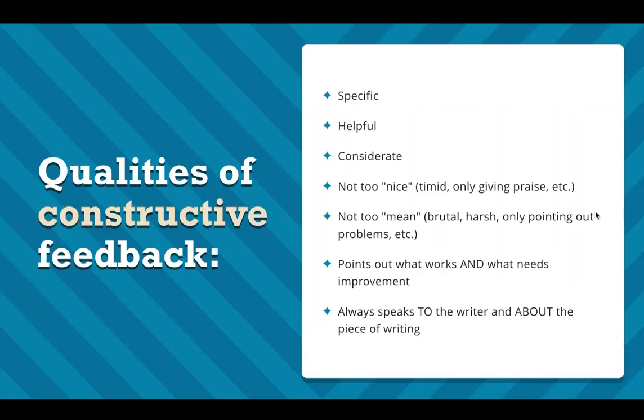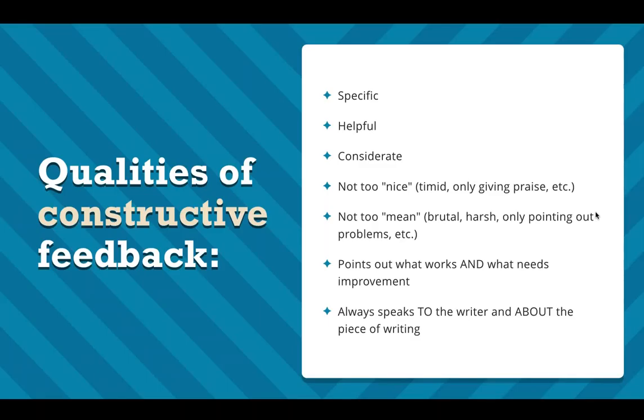Good feedback is specific. So whether we're pointing out things that are working well or things that need improvement, we want to be specific. So let's say that an essay you're reading has issues with organization. Saying the essay is not organized, that's not specific and it's not quality feedback. It points out the problem, but it does not show the writer where the problem is.